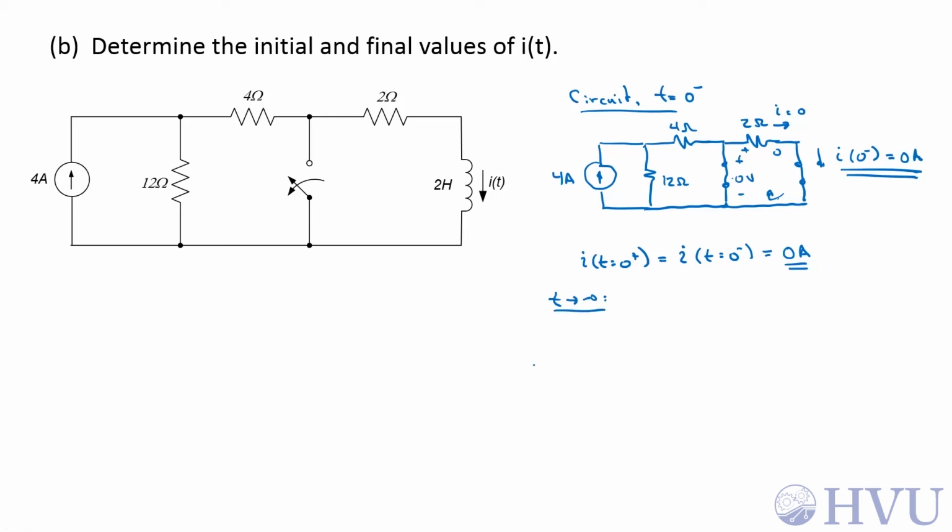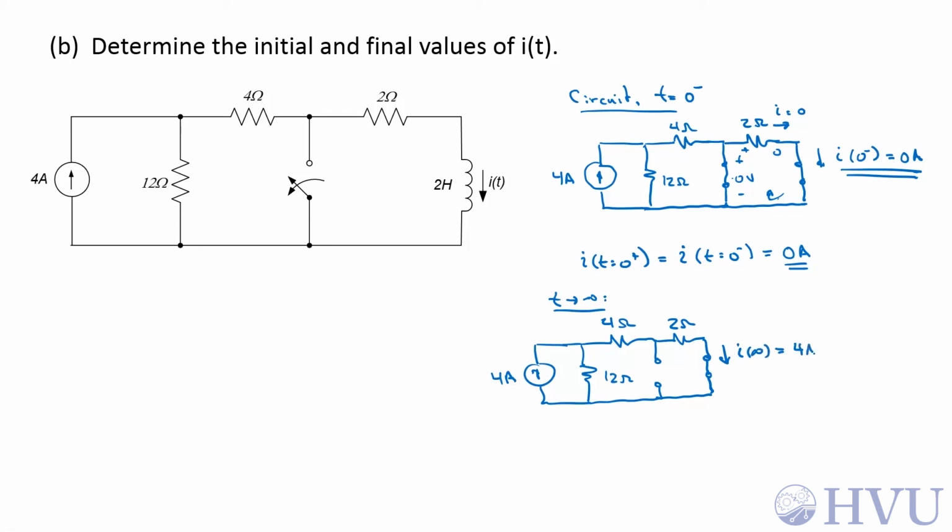For the final value, let t go to infinity. We already did this on the previous slide, but 4 amps, 12 ohms, 4 ohms. For t greater than 0, this switch is open, 2 ohms, and as t goes to infinity for constant values, the inductor looks like a short circuit, and this is I of infinity, which can be found just from a current divider. So this is 4 amps times 12 ohms over 12 ohms plus 6 ohms, which is 8 over 3 amps.